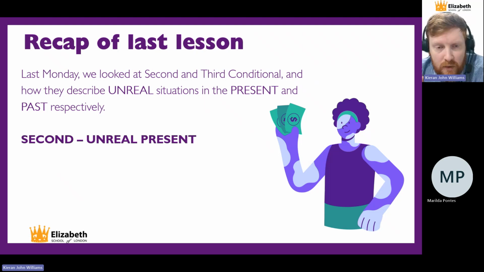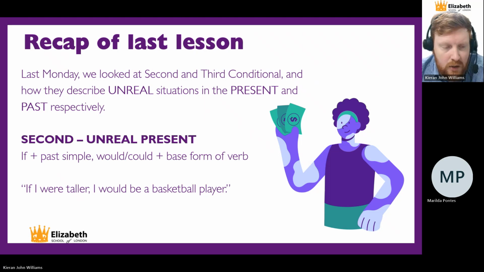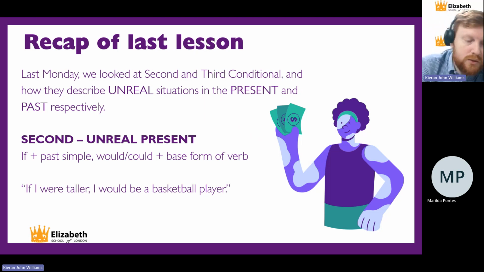Okay, so the second conditional we looked at, as I've just said, was about the unreal present. So this was with an example sentence like, if I were taller, I would be a basketball player. Okay, so this is talking about me in the present. I am not taller, so I am not a basketball player. So this is an unreal sentence.